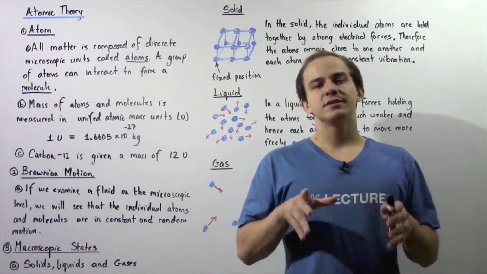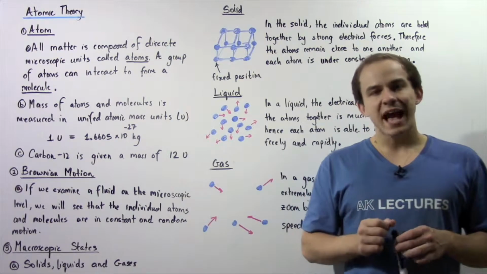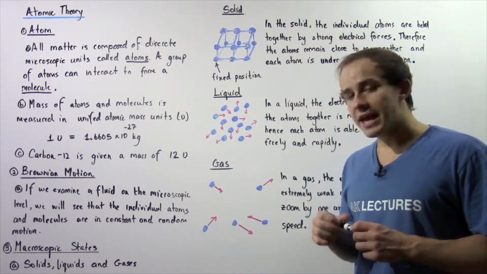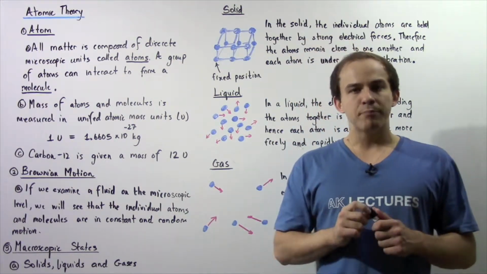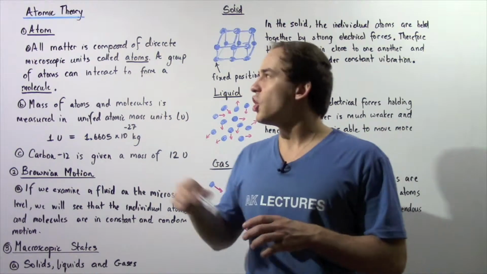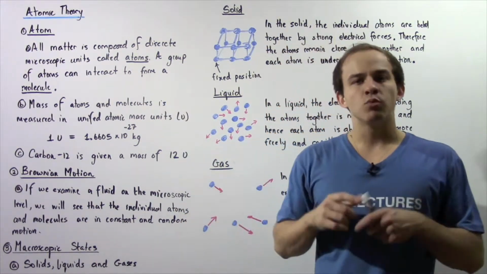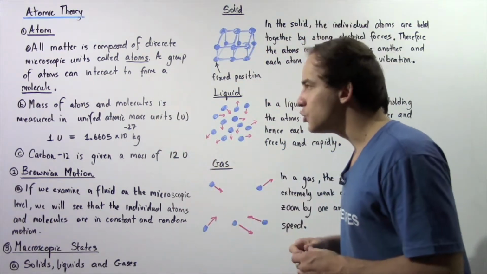So let's begin our discussion on the atomic theory of matter. So what exactly is the atomic theory? Well, atomic theory states that all matter is composed of discrete microscopic units that are commonly known as atoms, and a group of atoms can interact with one another to form something known as a molecule.